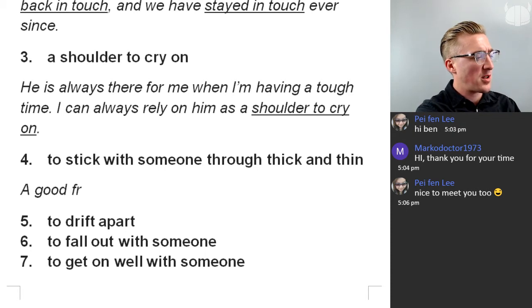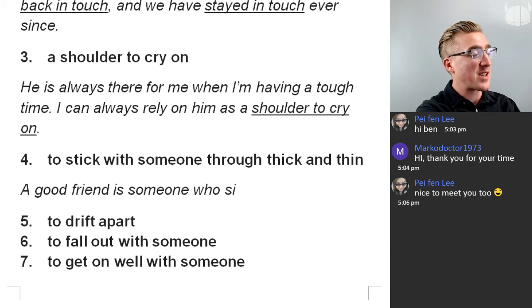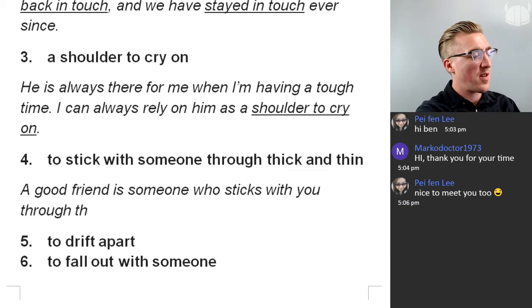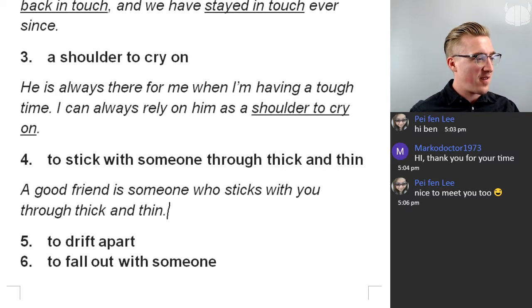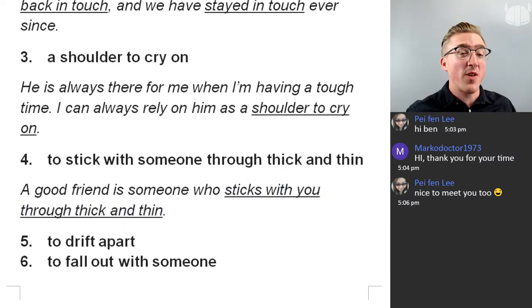A good friend is someone who sticks with you through thick and thin. Okay, and it matches really well with that verb stick. Stick with someone. It means don't leave someone. Stay with someone.